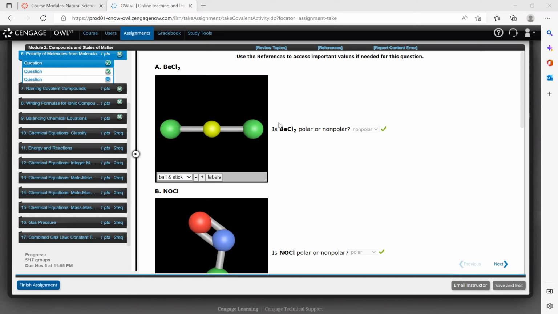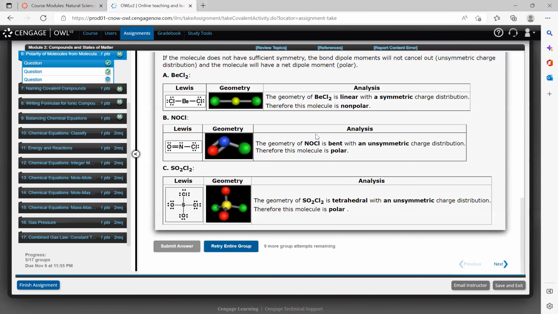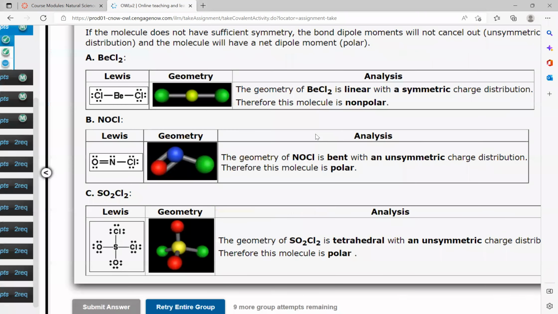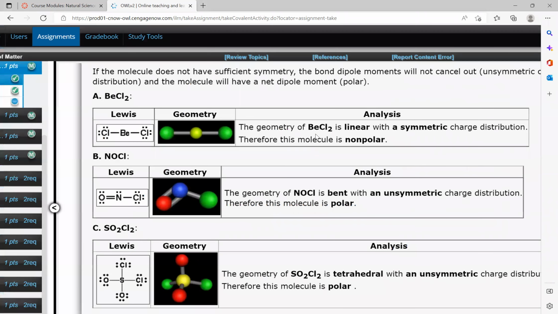So what this is going to be asking about is the idea of polar and nonpolar. As you look at BeCl2, the best way to see it is with the Lewis dot structure. And that's why I decided to go ahead and do these ones a little bit earlier. When they have a linear line, you'll see that there's this symmetric component to them.